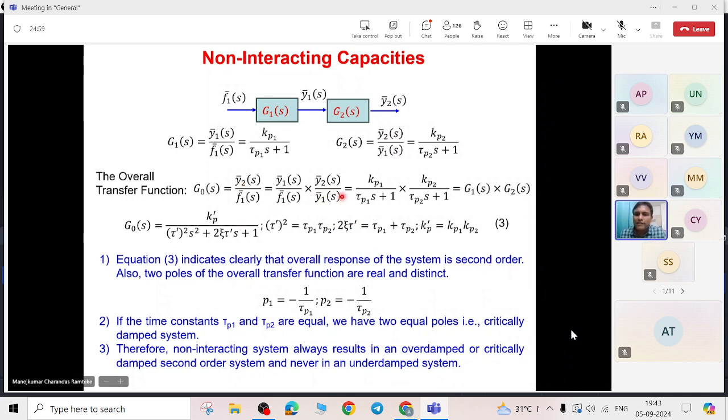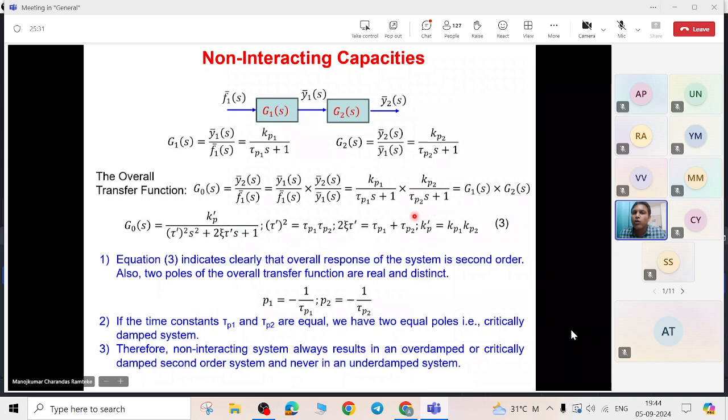In this case, the overall transfer function G0(S) is given by Kp1 divided by tau P1 S plus 1, into Kp2 divided by tau P2 S plus 1. Clearly, the denominator is second order in terms of S, so the obtained system is second order. We can also find the roots of the denominator: minus 1 by tau P1 and minus 1 by tau P2. Both these roots are real and distinct.